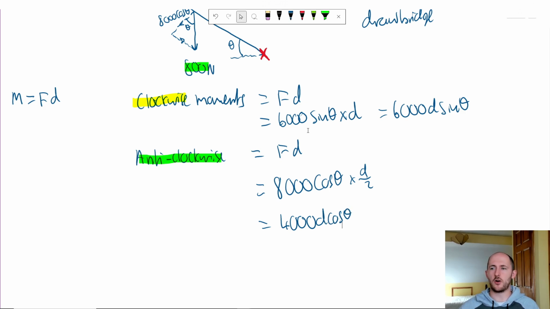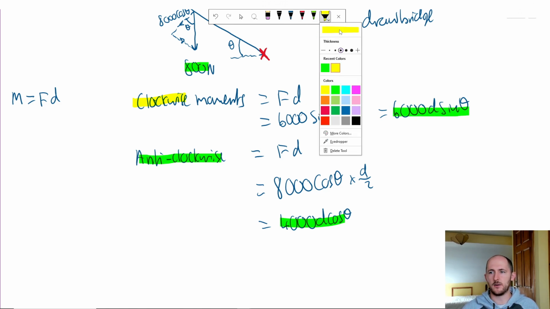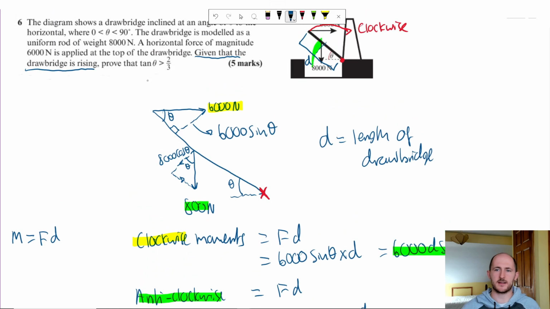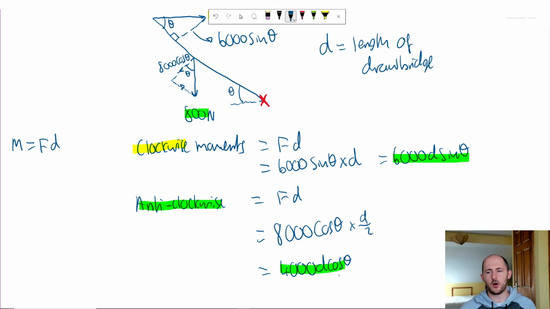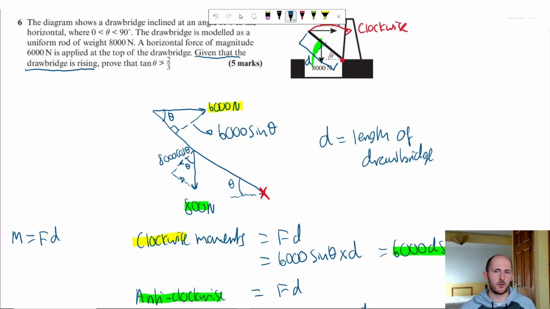Okay, so I've gotten these two things now. I've got 4,000 d cos theta. I've got 6,000 d sine theta. How does that help me? Well, if we go back to the question, it says prove that tan theta is greater than 2 over 3. Now, I'm thinking, well, sine over cos is tan. Okay, the inequality is a bit interesting as well. Well, let's have a look.